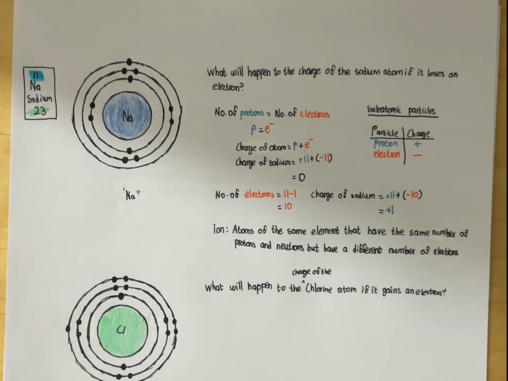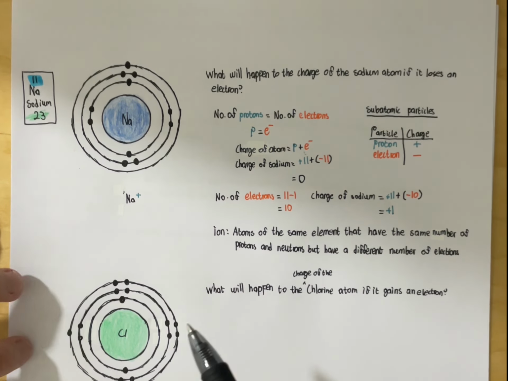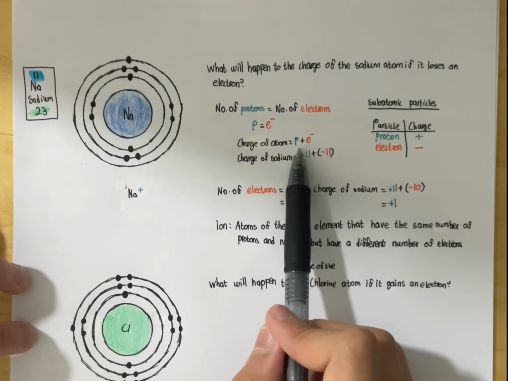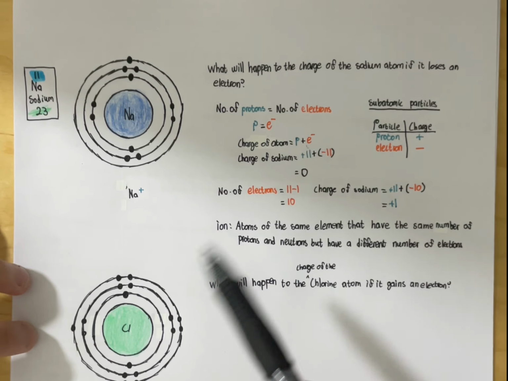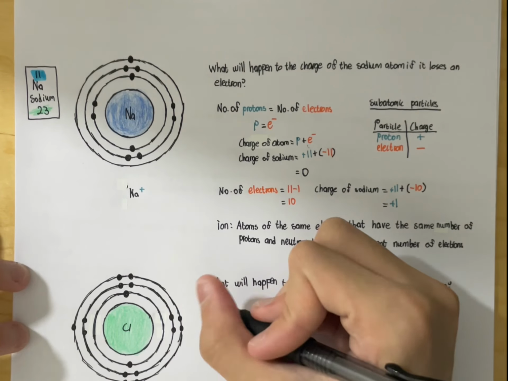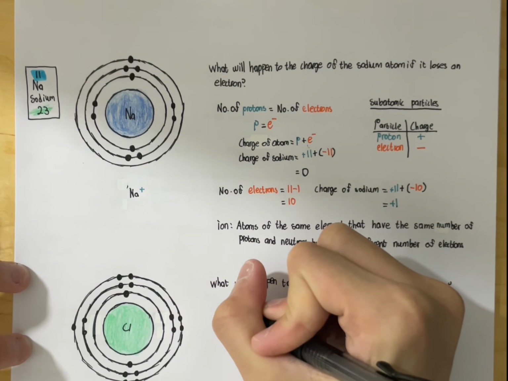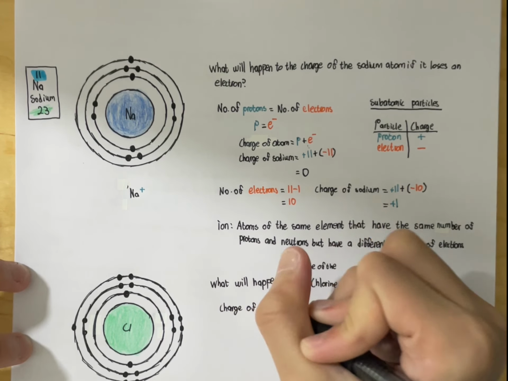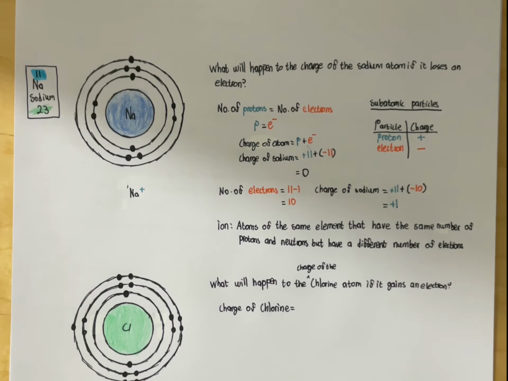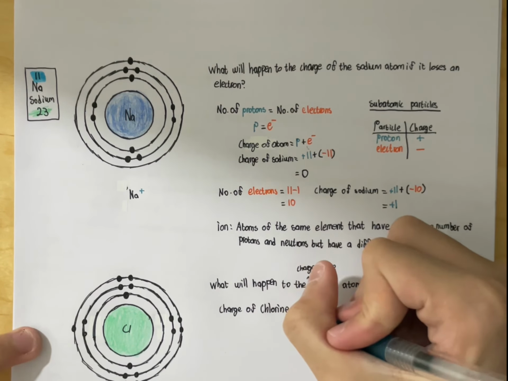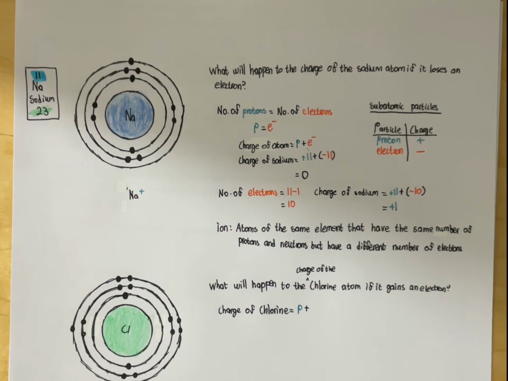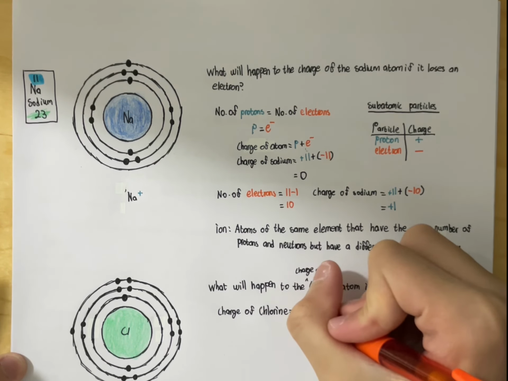This is chemistry. Okay, so we can use this formula here. Charge of atom is equal to protons plus electrons: the total charge of protons plus the total charge of electrons. So let's write that down. Charge of chlorine is equal to protons plus electrons, the total charge of protons plus the total charge of the electrons.